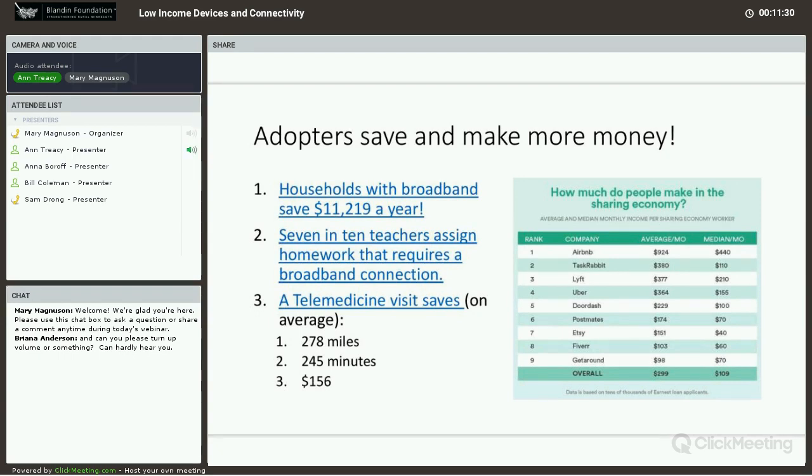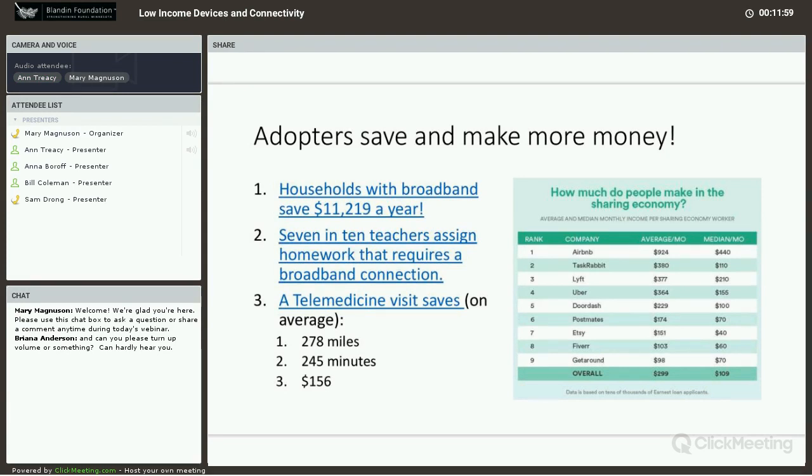I think 7 in 10 teachers assign homework that requires a broadband connection. If you don't have that broadband connection, you're going to be in trouble. Telemedicine saves, you can see that right there. Each visit will save the patient or their family $156 and 245 minutes. Nobody has to drive you to the hospital.